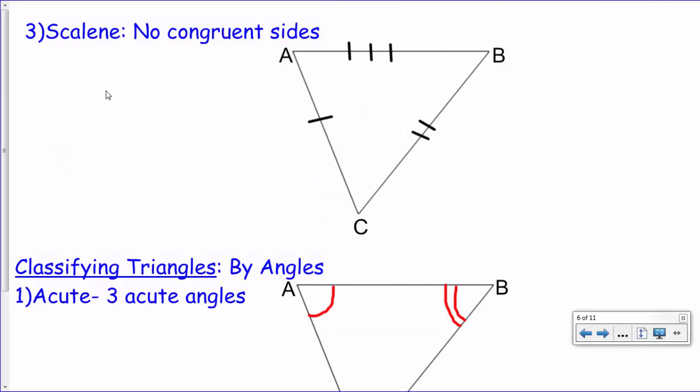We have a scalene triangle, which has no congruent sides. Notice it has 1, 2, and 3 markings. These indicate these are all different side lengths.